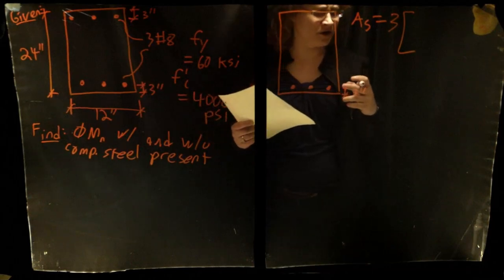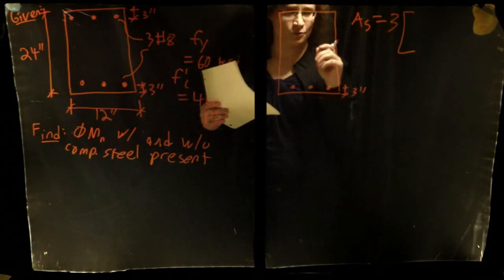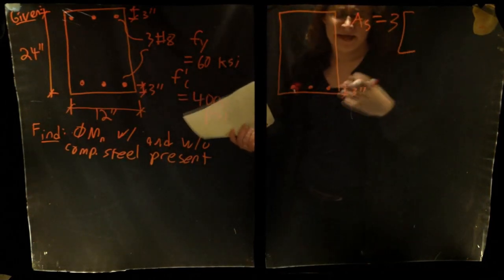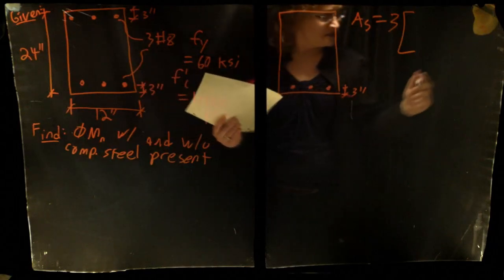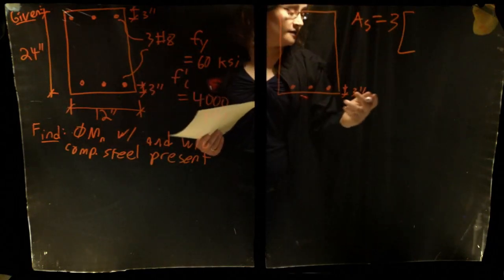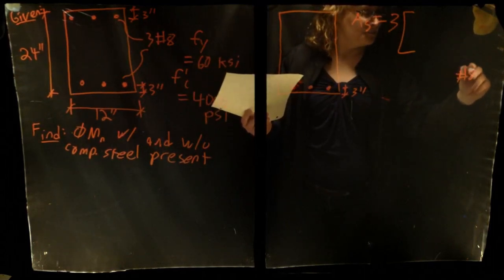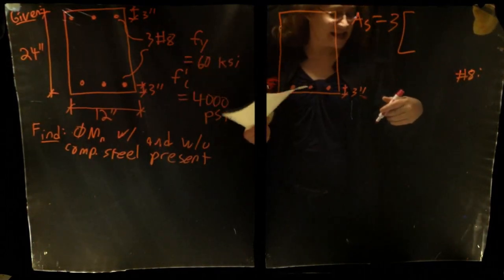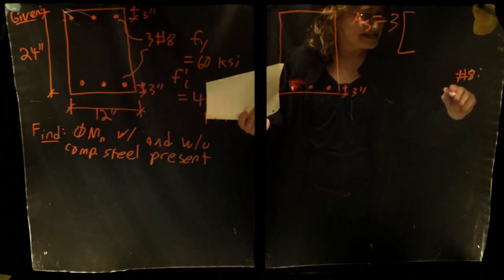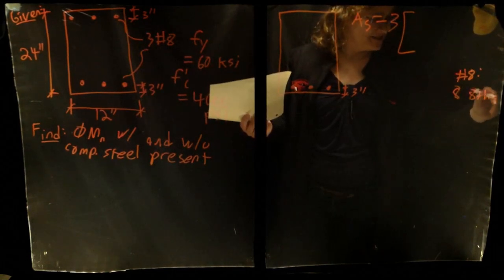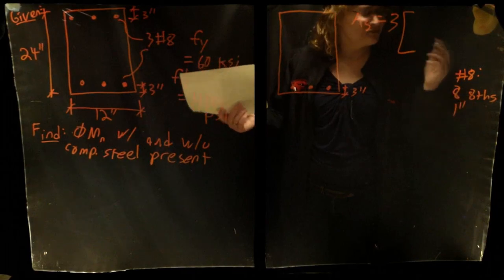Now, a number 8 bar has a diameter of 1 inch, or basically 8 eighths of an inch. If you're ever curious where the numbering of steel bars comes from, a number 8 bar, for example, has a diameter of 8 eighths, is one way of thinking of that, or a diameter of 1 inch.